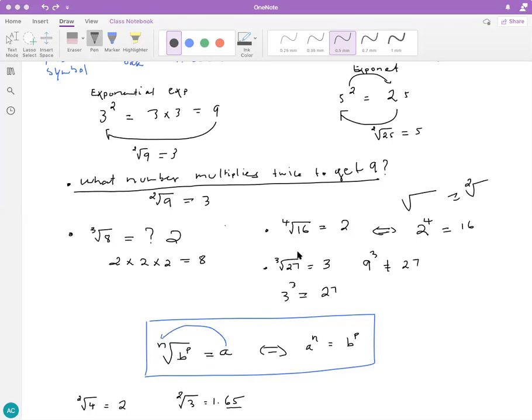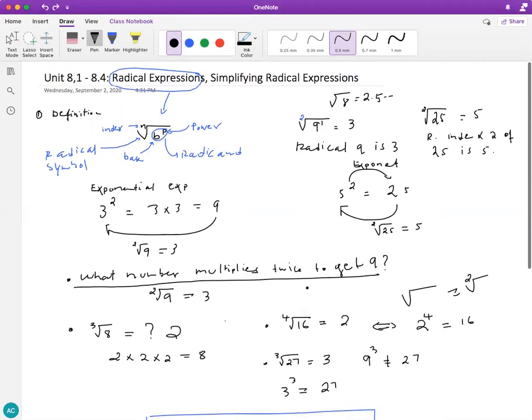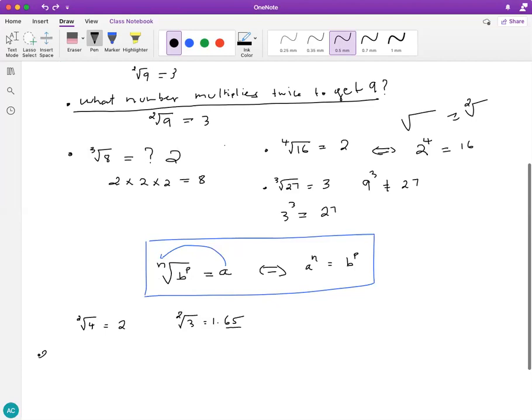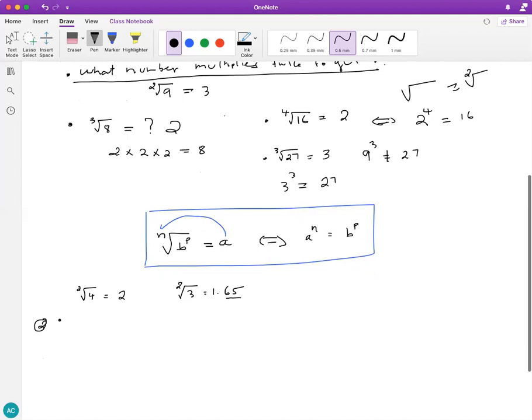So now we have a lot of situations here. Sometimes you may have a negative number here under the radical. Okay, let's see what happens when we have a negative radicand.